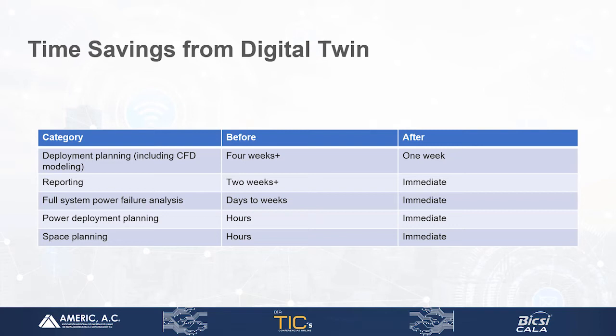They gained significant time savings from Digital Twin as well. In deployment planning, when computational fluid dynamics modeling is involved, they went from 4 weeks plus down to 1 week or less. In some of the reports that they generate on a regular basis, they went from 2 weeks plus down to a push of a button. The power system failure analysis now is also available with a push of a button. Computational fluid dynamics analysis for airflow planning and cooling planning, push of a button. Power deployment planning, push of a button. Also space planning, push of a button.